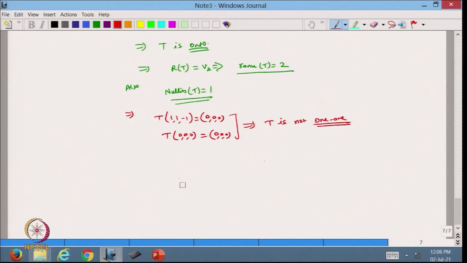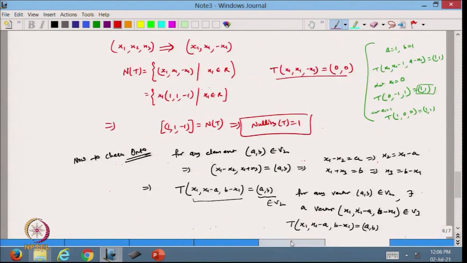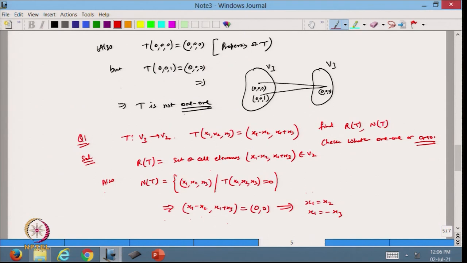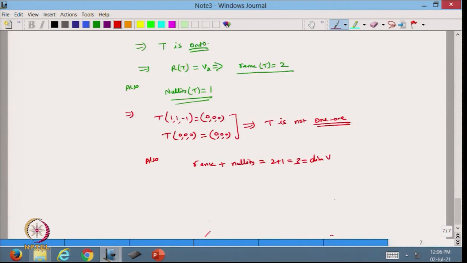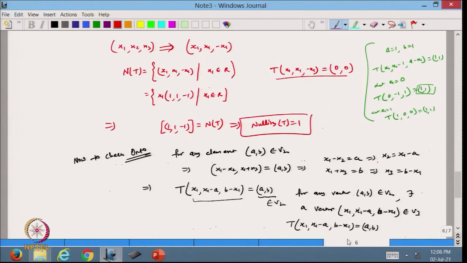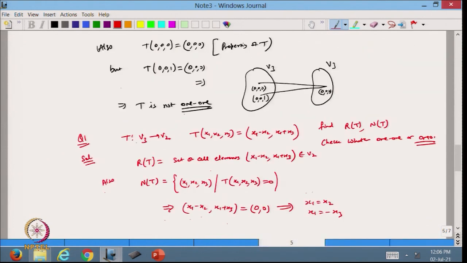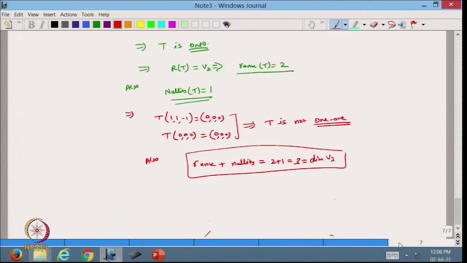So from here you can check this one, and also rank plus nullity, that is 2 plus 1, and that is equal to 3, and that is equal to the dimension of V3, because we are defining the linear map from V3 to V2. So there is some relation coming up about the rank, the nullity, and the dimension of the space U from where we are defining this linear transformation.